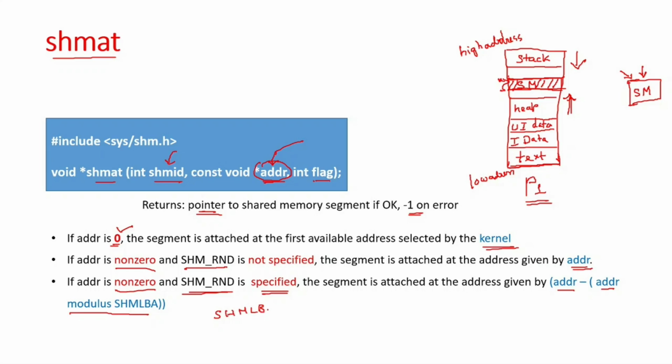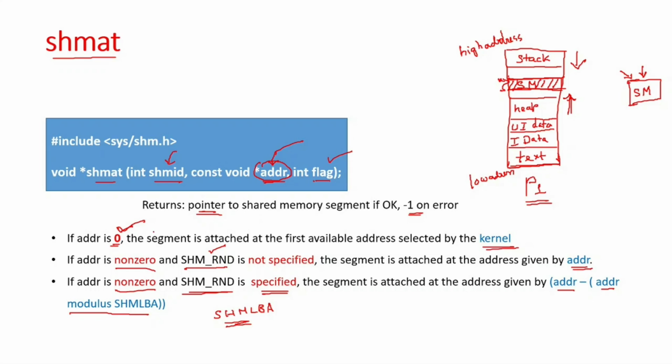So these are the possible values of address we can have. Okay, so 0 is the recommended one, where the kernel selects the address where the shared memory needs to be attached, and for the other two, if it is non-zero, then it is dependent on the flag value, whether it is set or not. Okay, so this is about address space. Now, coming to the last one, this flag.